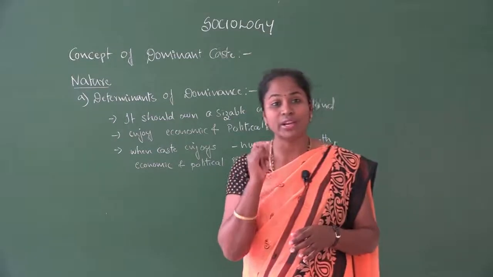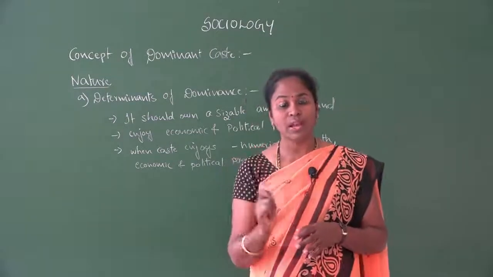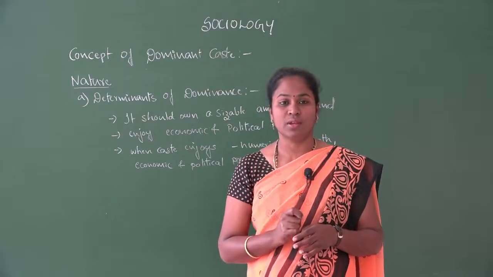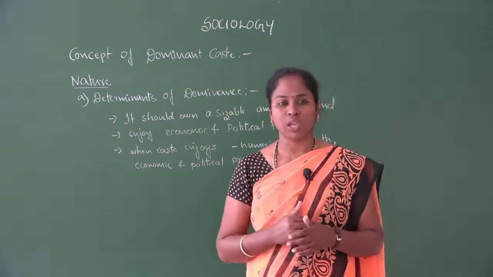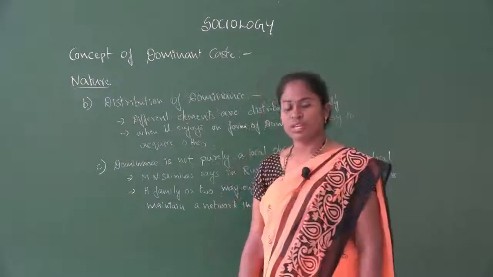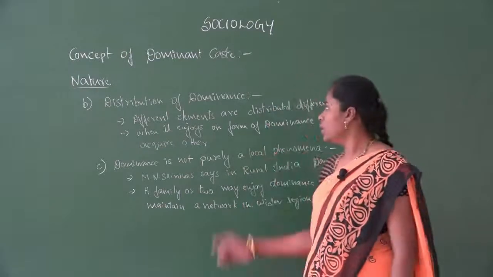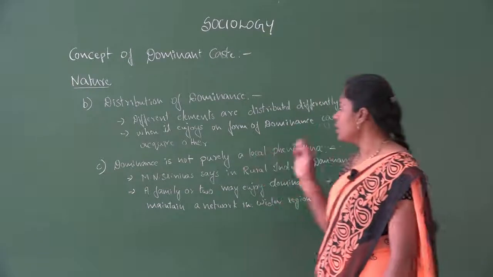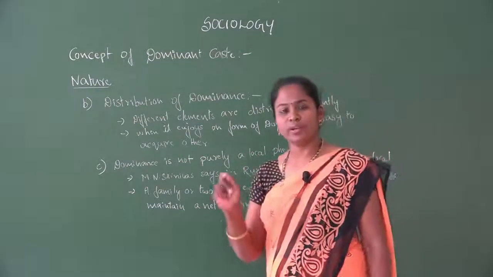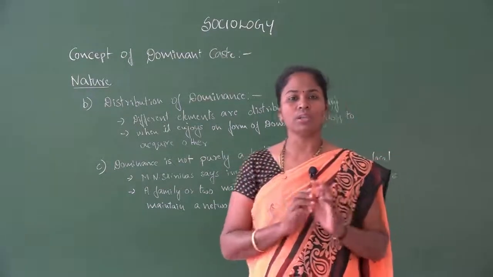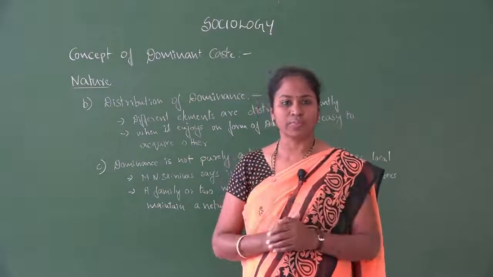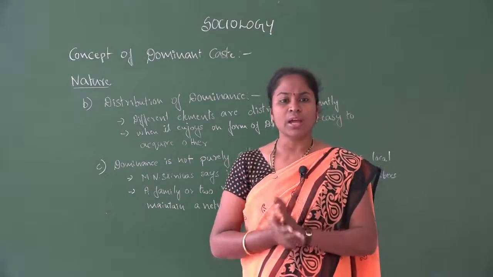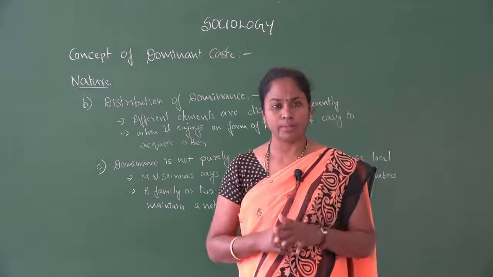So what are the determinants we have to consider to call that a dominant one? These are the ones which we can see. Next point, second one, distribution of dominance. Different elements are distributed differently in all these groups. For example, we can see that it is not equally distributed.